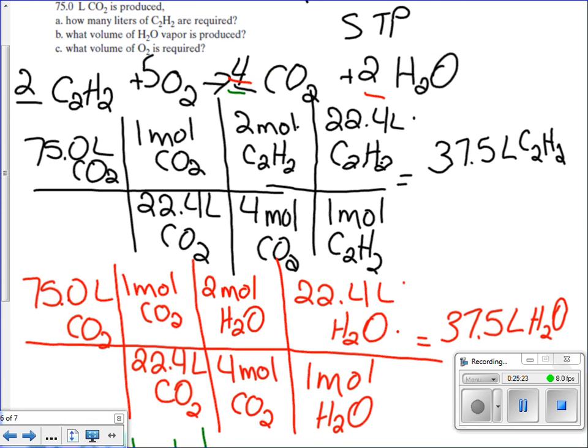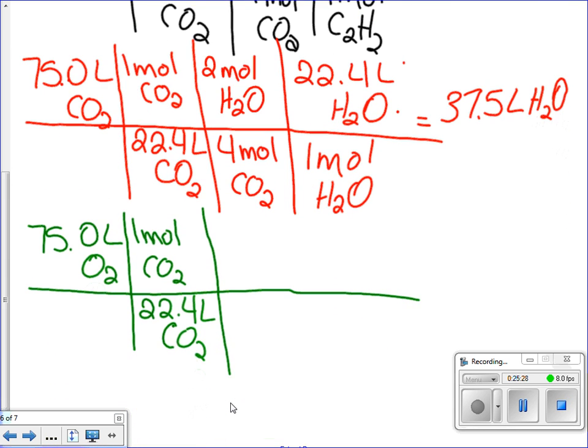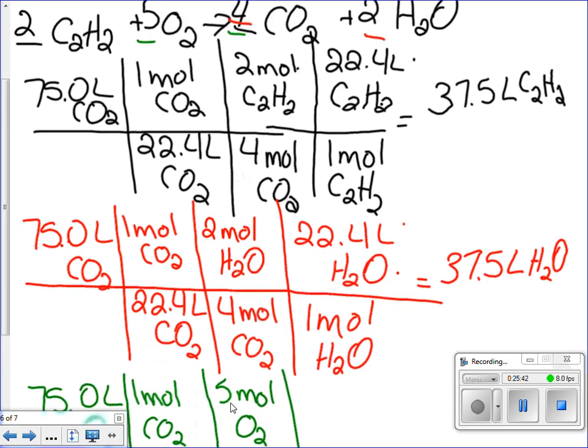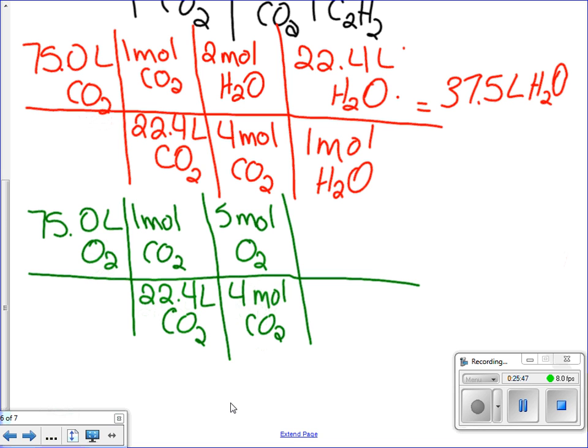So for every 4 moles of CO2, we get 5 moles of oxygen gas. I'm going to put my 4 moles of CO2 on the bottom so that it cancels out, and put 5 moles of oxygen on top. And it wants to know what volume of oxygen gas is required. So again, that's units of liters. So we know that there are 22.4 liters of any gas in 1 mole. So my answer is in liters. It's also in the correct compound of oxygen.